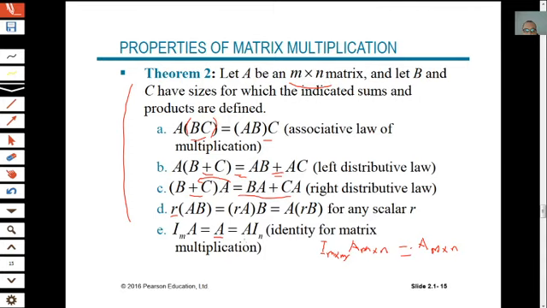If we want to multiply a matrix from the right side by the identity matrix, according to the size of the matrix A from the right side, the size of the identity matrix should be n by n. It is a square matrix, you know.